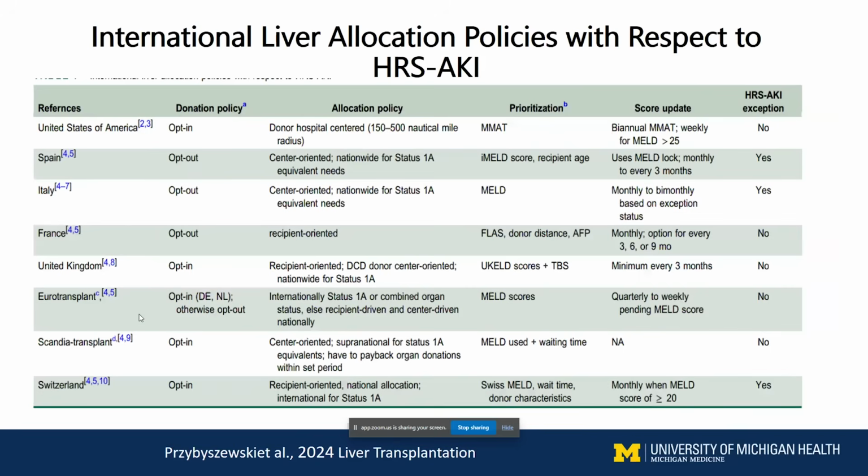And in order to address that, there are three countries which have a MELD lock policy: Spain, Italy, and Switzerland. So basically, if a patient is treated with terlipressin and albumin, and they have reversal and their MELD score goes down, they usually lock their MELD at that point so that they can get priority for transplant.